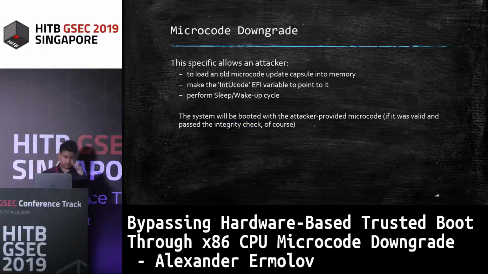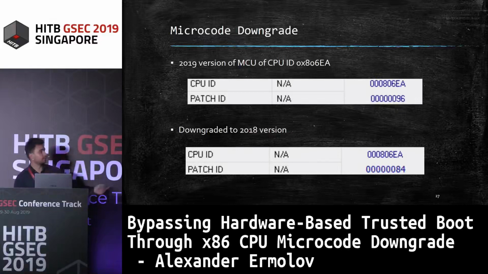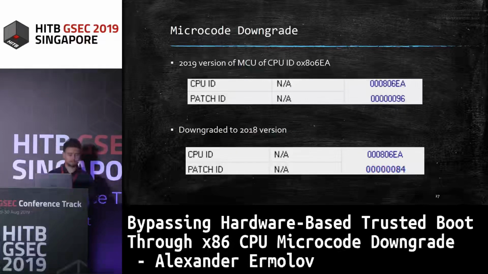I should mention that the system will be booted with the provided microcode only if it was valid and passed the integrity check. However, the downgrade is possible that way. So as you can see here, on the same CPU I've managed to downgrade through the sleep wake up cycle from a 2019 version of the microcode to some version which was built in 2018.